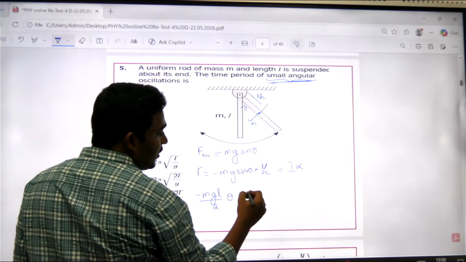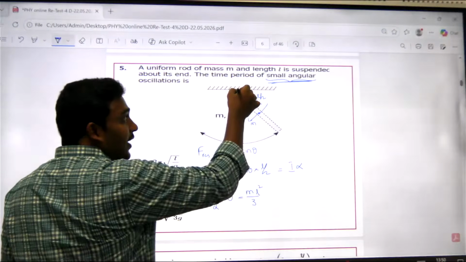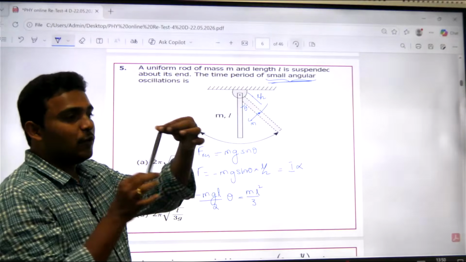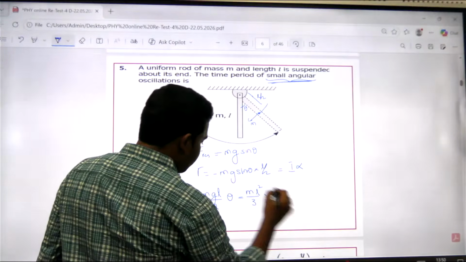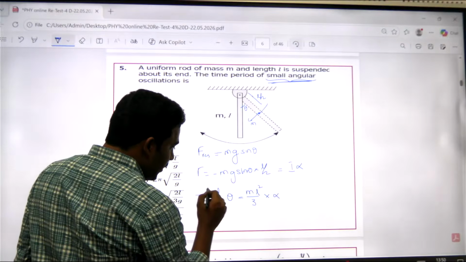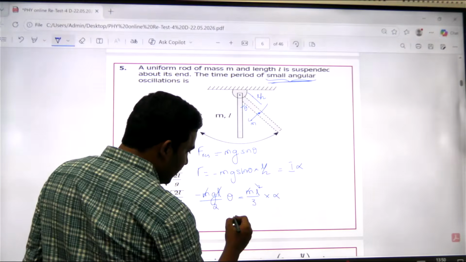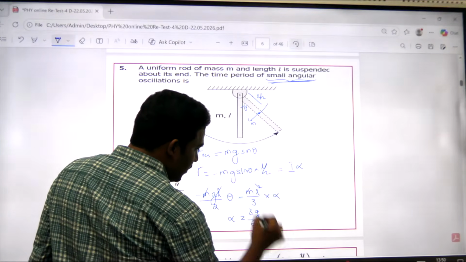Moment of inertia is ml square by 3 with respect to its end. It is not at the center of mass, because your body is rotating with respect to its head. It is ml square by 3 into alpha. So m gets cancelled out, L and L get cancelled out, so your alpha is 3g by 2l times theta.